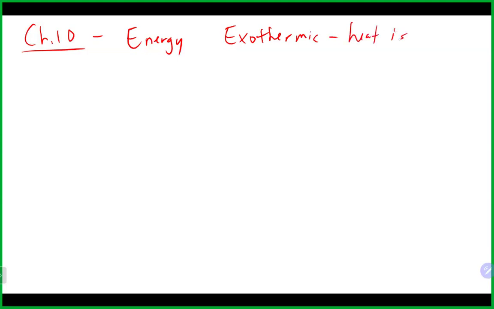Welcome. We're going to continue on here lecturing, and we got into chapter 10 last time, I believe. Chapter 10 was about energy, and again, we were talking about some important types of processes. We talked about exothermic processes, where heat and energy is released. We also talked about endothermic processes, where heat is absorbed.